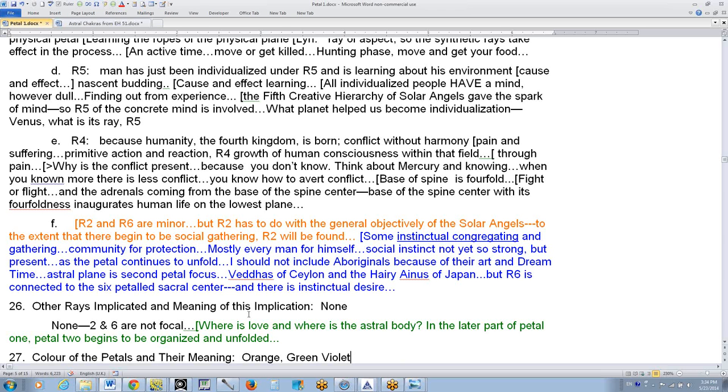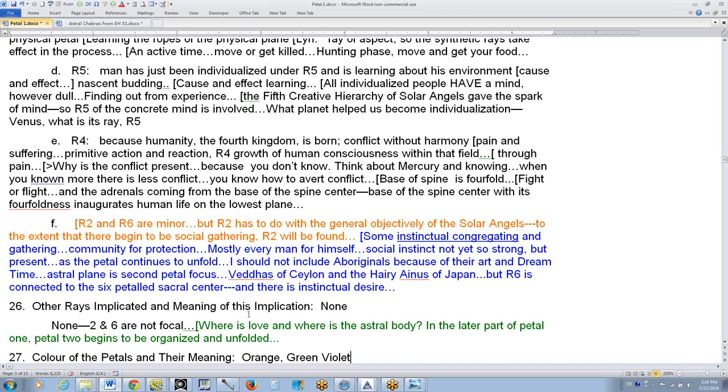Some instinctual congregating and gathering, a community for protection, but mostly it's a period of every man for himself, and the social instinct is not yet strong, but even in animals there is some strength to that instinct. So that is generally a cohesive factor. It's impossible to go through all those lives, maybe over a 17 million year Lemurian period, and not have all the rays and signs involved. So as the petal continues to unfold, I suppose the social instinct grows.